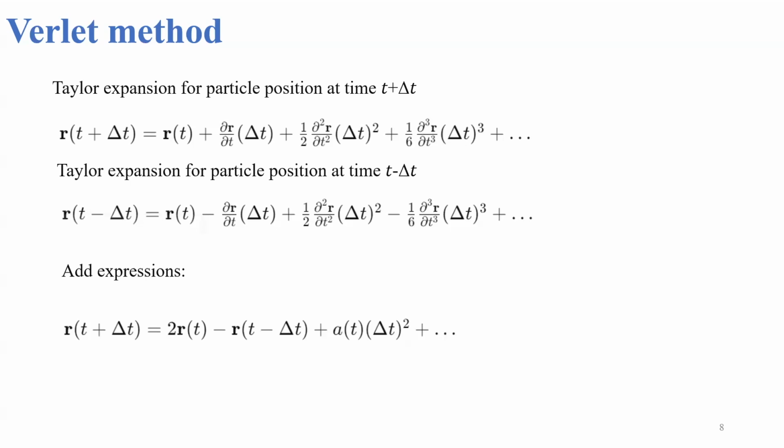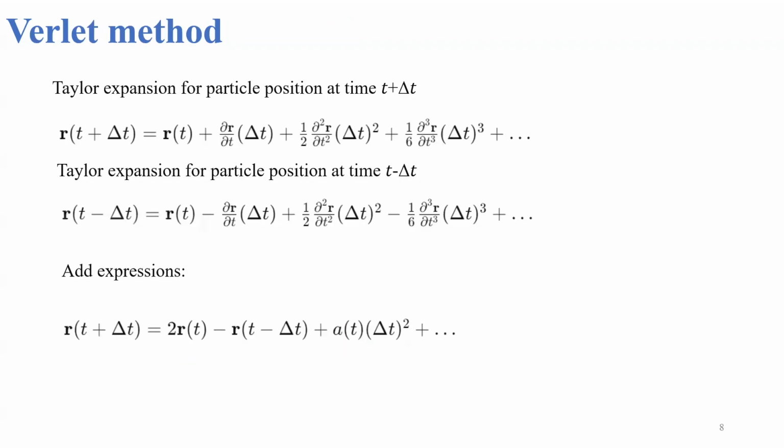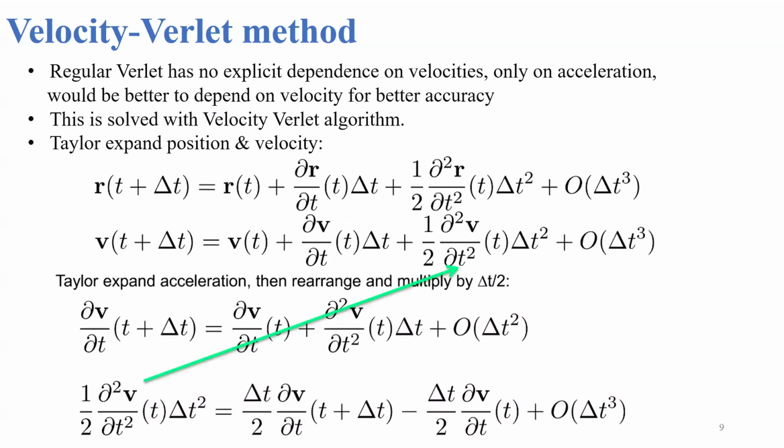So you can calculate r at t plus delta t, and also you can get r at t minus delta t, that is backward in time. And if you add these expressions, then you might get the one given below. So this was the Verlet method. Now, let's talk about the velocity Verlet method.